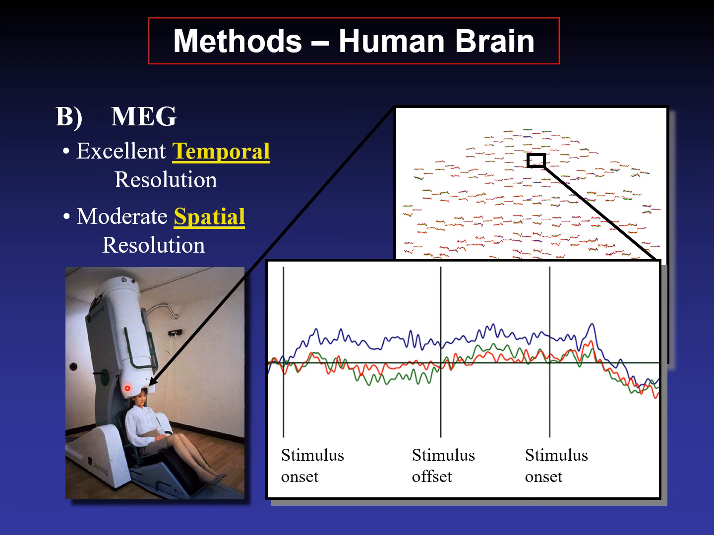And what costs so much money is not so much the dewar, which is a little more expensive than EEG, but not super expensive. What is particularly expensive for MEG is the need for the magnetically shielded room.